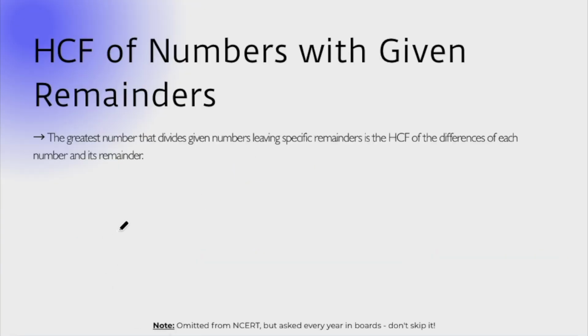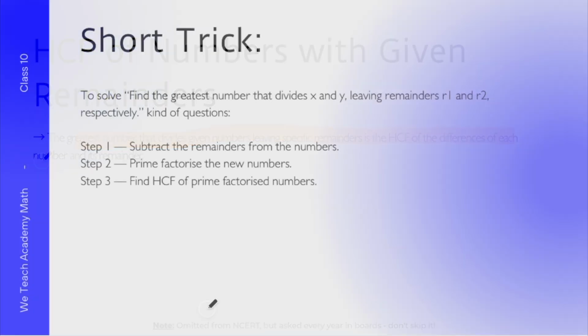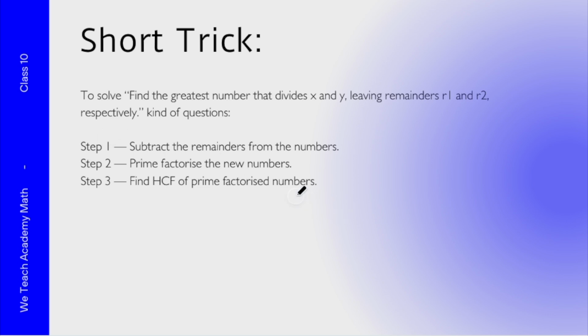Coming to HCF of numbers with given remainders. The HCF that divides given numbers leaving specific remainders is the HCF of the differences of each number and its remainder. A short trick to solve this is, we find the greatest number that divides both the numbers x and y leaving remainders r1 and r2. And to do this, we subtract the remainders from the numbers. After finding the new numbers, we prime factorize the new numbers and then we find the HCF of these prime factorized numbers.